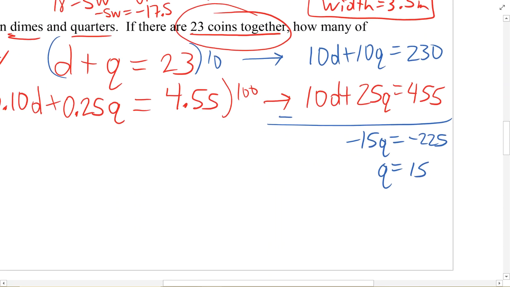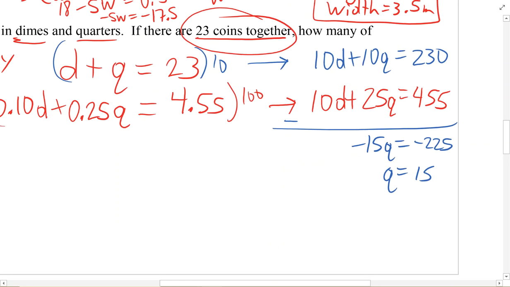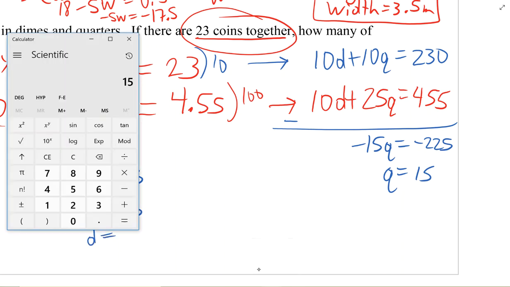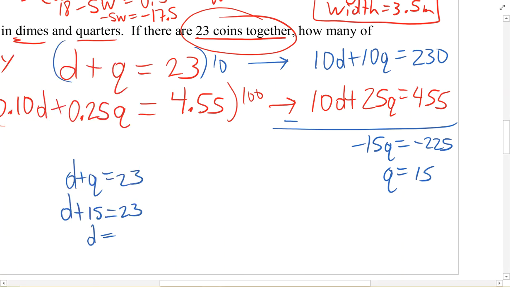Now, once you find Q, you have 15 quarters. What's the easiest equation to work with? Probably this one right here, right? So D plus Q equals 23. And so you get D plus 15 equals 23. D equals, I am not doing math this morning, I'm on strike, 8.